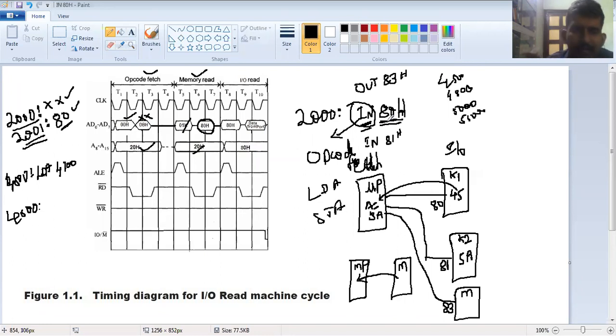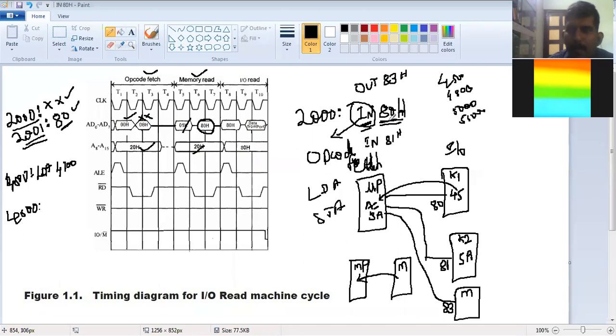Once more I will repeat, please understand. In IN 80H, what will the machine understand after reading this DB of IN? Opcode fetch, that is okay. IN is nothing but an operation. What operation? It means read input. It must read input. That is what it understood. Then you have to give the address from where it has to read. Am I right?